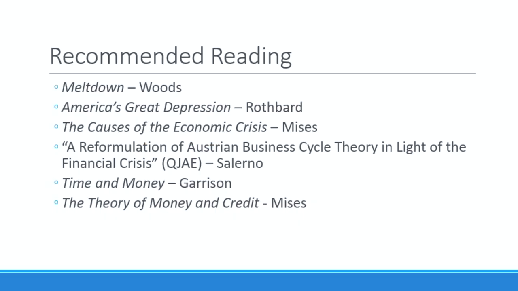I usually put the recommended reading at the end, and I always run out of time. And since it's so important, I decided to bump it up to the beginning. So here's just a few. You can take a picture of this or find the slides online to see these. These are just a few things that I would recommend that you read, sort of in order of beginner to advanced. But Meltdown by Tom Woods was really my first introduction to Austrian business cycle theory, and it's great.